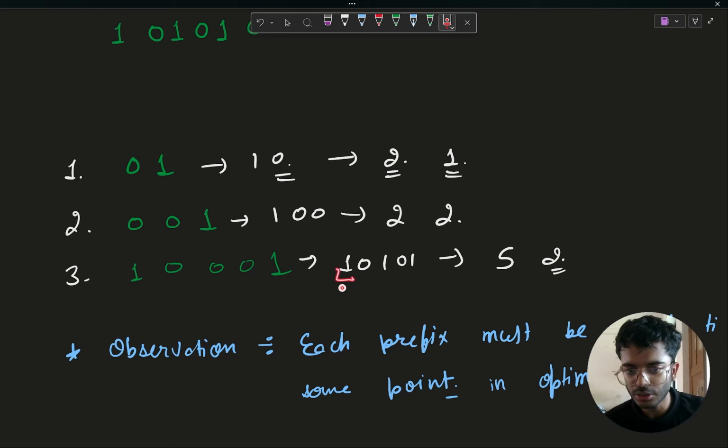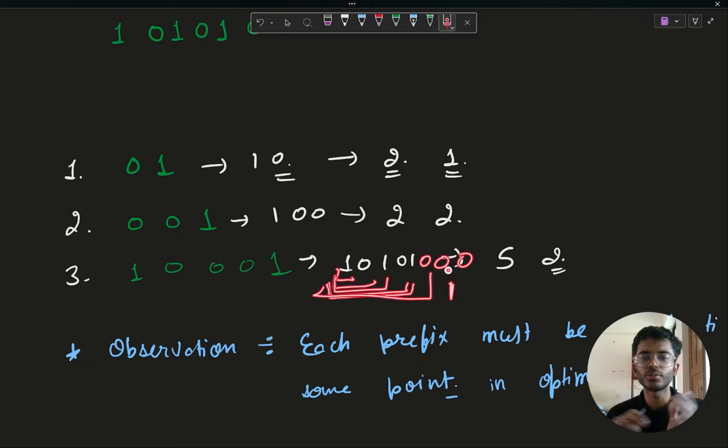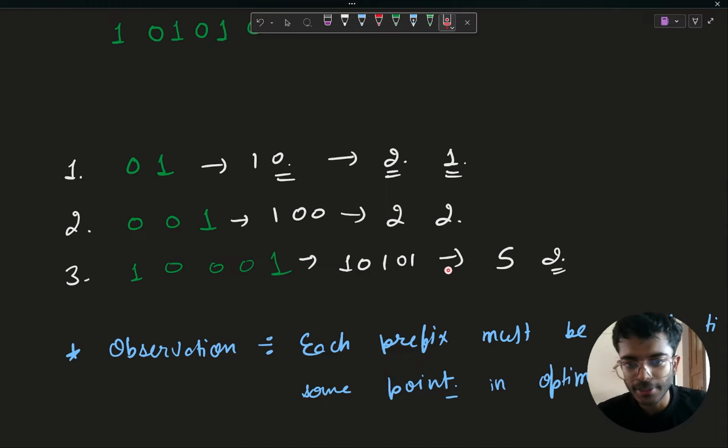Like over here also, this is good, this is also good, this is also good, this is also good, this is also good. But if we had, let's say, two or three more zeros, then this would have also been good. But from this point, it would stop becoming a good prefix, right?